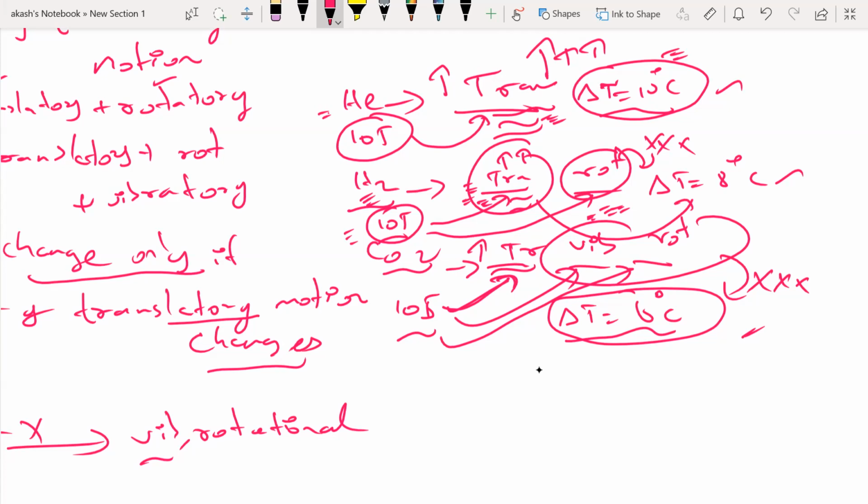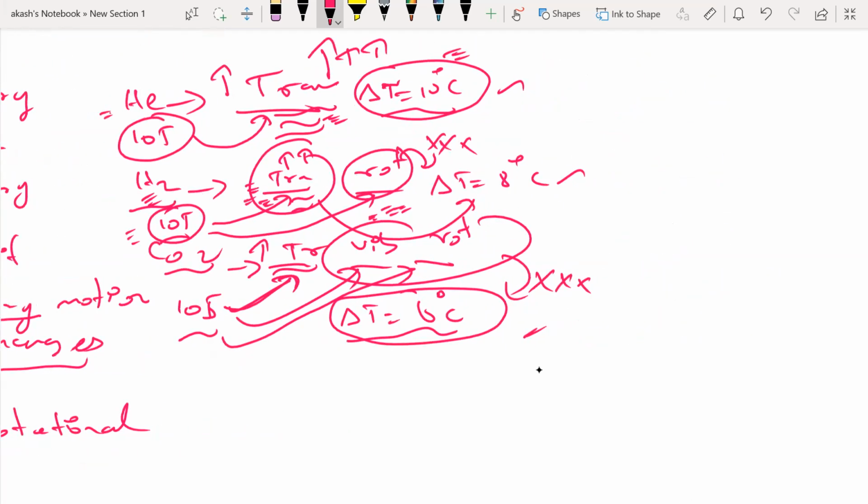Okay, right. So people, I know that helium is going to have the least of all heat capacities, and hydrogen is going to have, tell me.